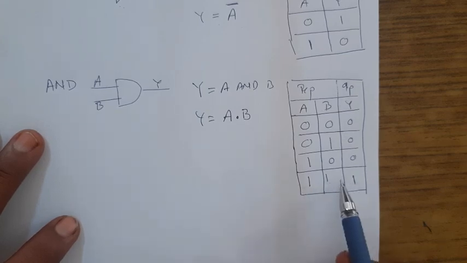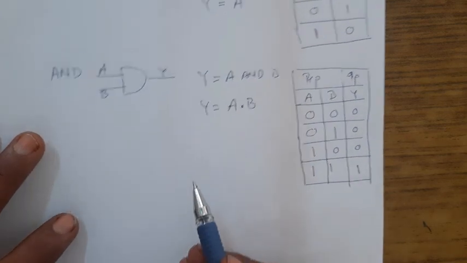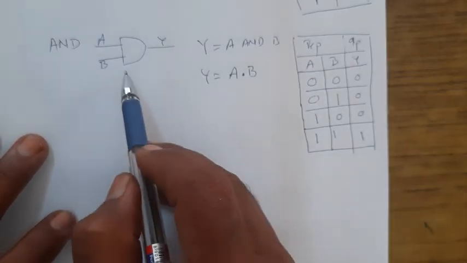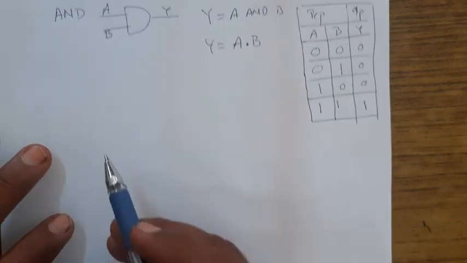In case of a 3 input AND gate, you will have to increase this, and only if A, B and C all are 1, then and then only output is 1, otherwise it is 0. And this is the logic symbol, this is the logic equation, and this is the truth table for the AND gate.